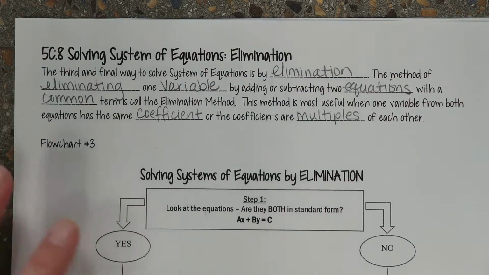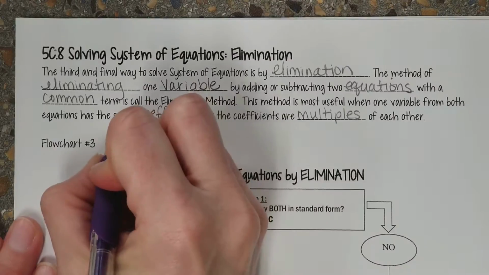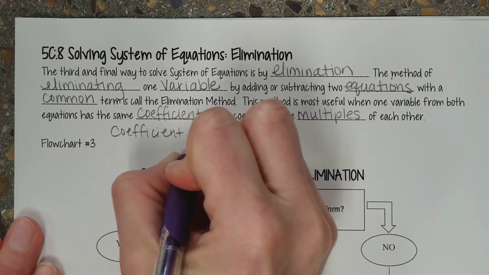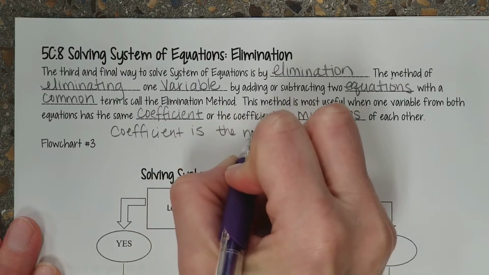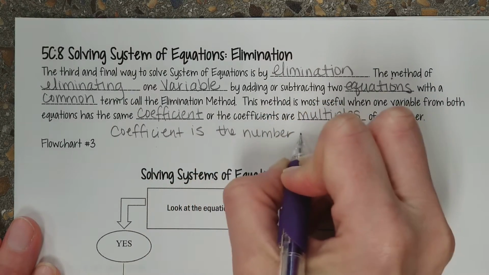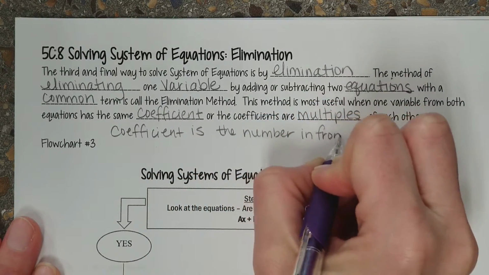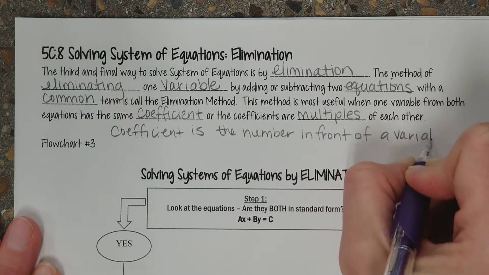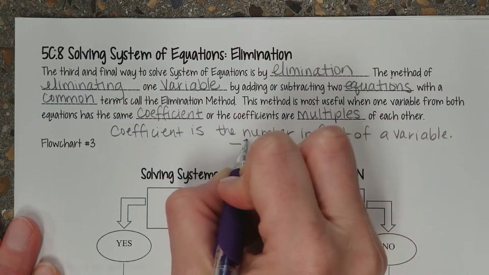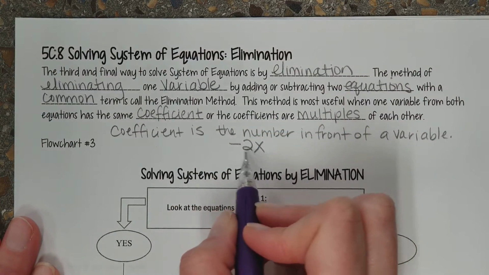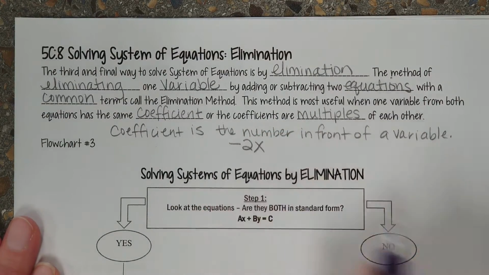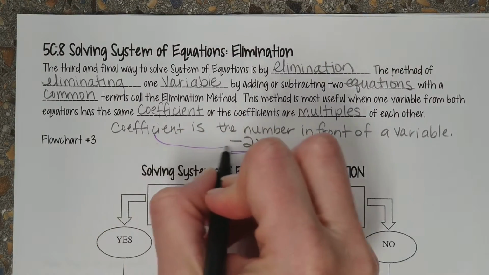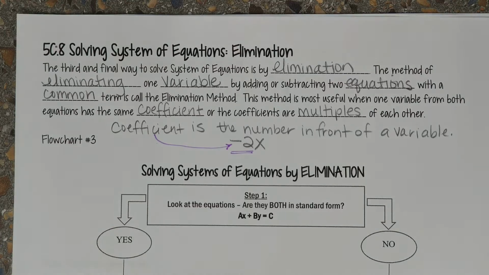Okay, so for those of you who don't know, you might want to write this down. A coefficient is the number in front of a variable. For example, in this term right here, this -2 is the coefficient. That number that's in front.